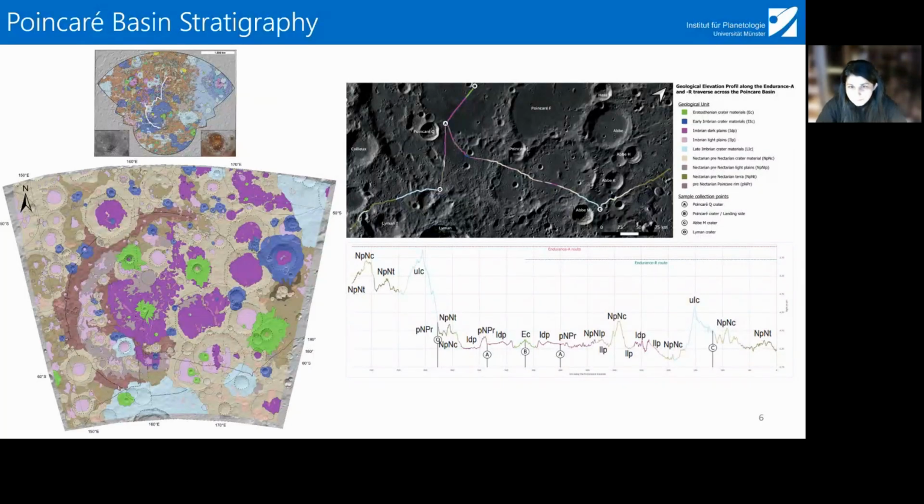There will be a few samples that could belong to the Poincaré Basin, and of course, there will be some samples from mare deposits. However, we also see there is a lot of topographic difference between these units, so we expect that the traverse could vary from place to place, and then the same exercise can be done to see which samples can be mapped. Next slide, please.